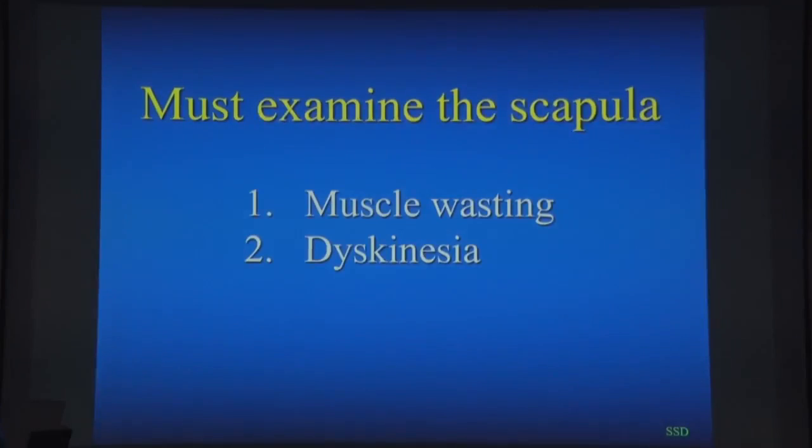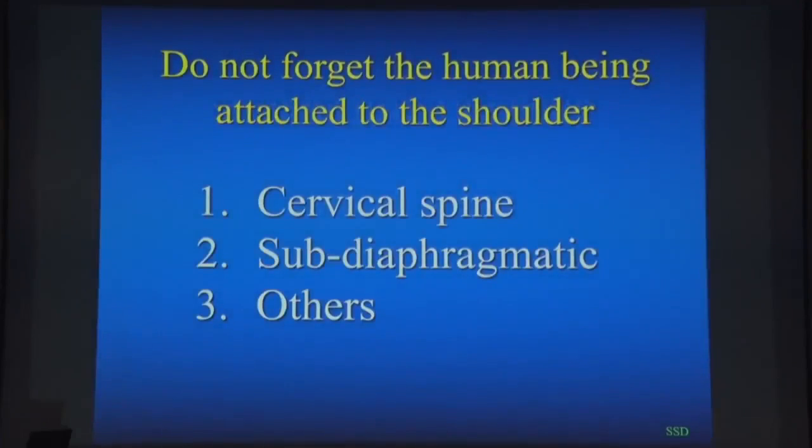Of course, you must examine the scapula, extremely important to assess the wasting and scapular dyskinesia. And do not forget that the shoulder joint belongs to a human being who has a cervical spine, who has a diaphragm, and a subdiaphragmatic abscess or a subdiaphragmatic disease can present with shoulder pain, and of course other causes of shoulder pain.